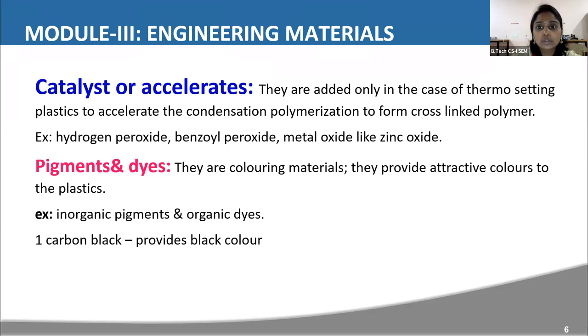It is used mainly in thermosetting plastics to accelerate the condensation polymerization to form cross-linked polymers. So example is hydrogen peroxide. What is the chemical formula of hydrogen peroxide? Hydrogen peroxide, H2O2. Yes. Benzoyl peroxide. Anyone? Benzoyl peroxide. Formula.